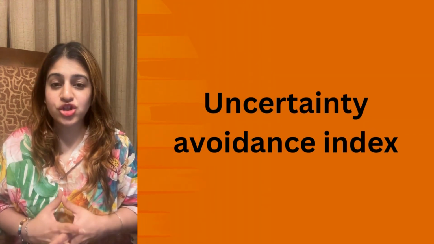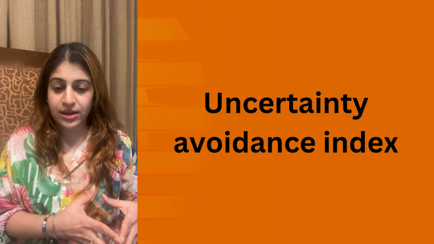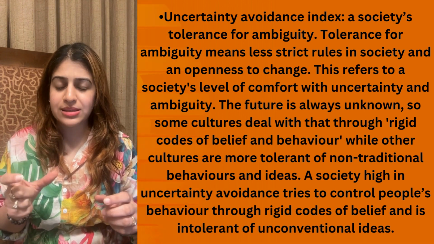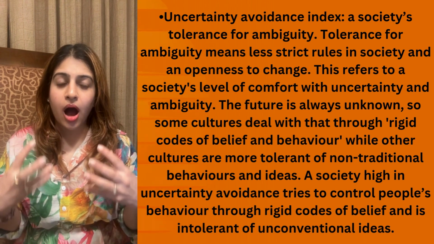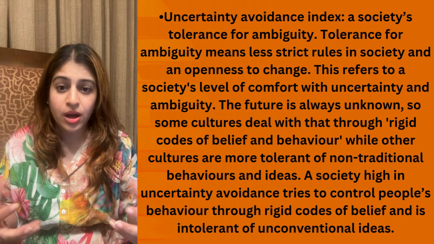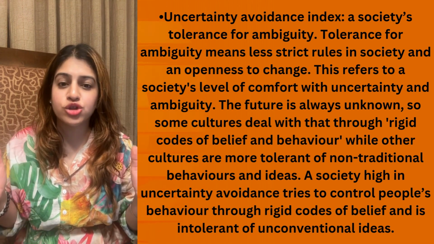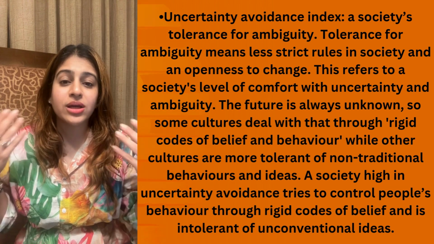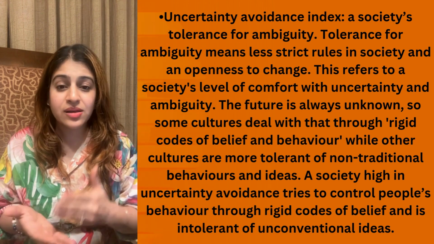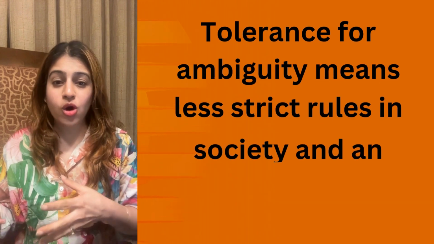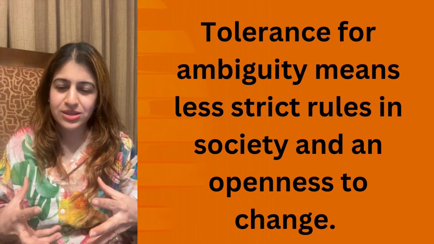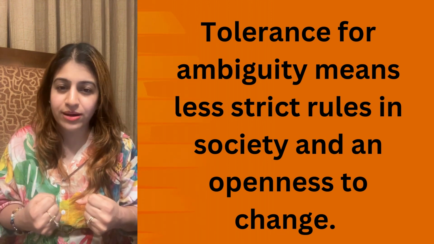The third dimension is uncertainty ambiguity index. What does this mean? First let's understand what the terminology ambiguity means here. Ambiguity here means how strict a society is towards people's behavior, and how much they are open to change. So ambiguity means how much they are unconventional, how much they are open to the change that is there in the society. Tolerance of ambiguity would mean that a society does not have too many strict rules and is very open to change. So they are more tolerant in nature.